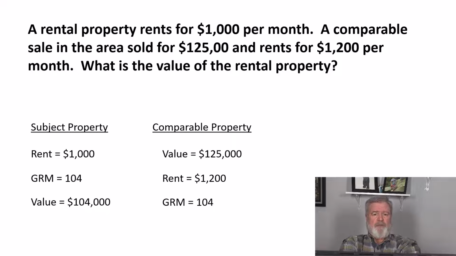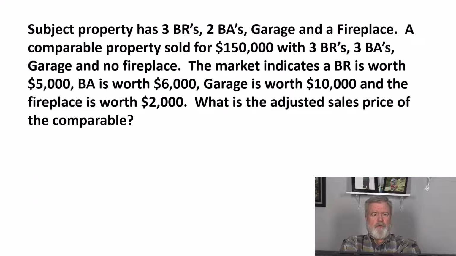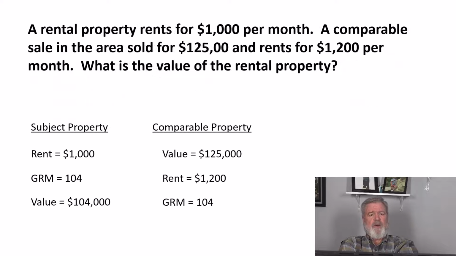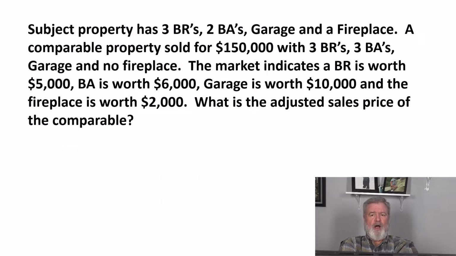It says this, well, that's not the next question I was hoping for. But anyway, let's look at it. Subject property has 3 bedrooms, 2 baths, a garage, and a fireplace. A comparable property sold for $150,000 with 3 bedrooms, 3 bathrooms, garage, and no fireplace. The market indicates a bedroom is worth $5,000, a bathroom is worth $6,000, garage is worth $10,000, and the fireplace is worth $2,000. What is the adjusted sales price of the comparable?